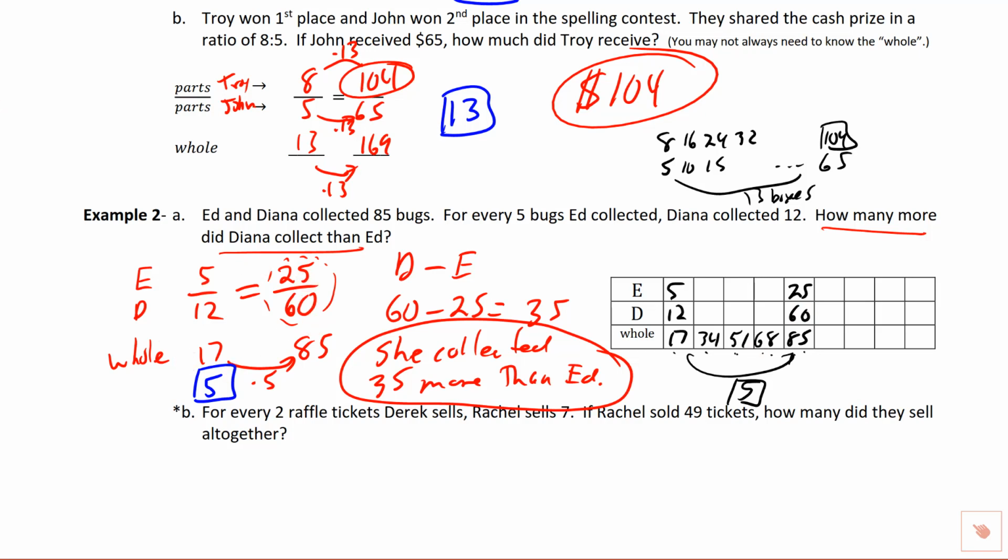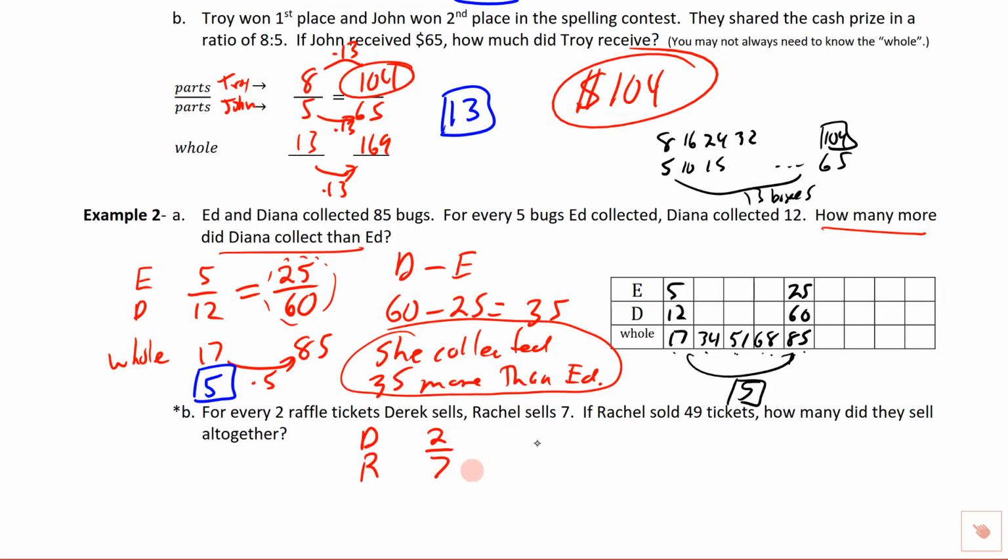Okay, so let's take a look at the last one here. And this one's got an asterisk by it, so we might want to be careful on this one. It says, for every 2 raffle tickets Derek sells, Rachel sells 7. If Rachel sold 49 tickets, how many did they sell altogether? Okay, so for every 2 Derek sells, Rachel sells 7. So let's do Derek and Rachel. We'll label those. He sells 2 and she sells 7.